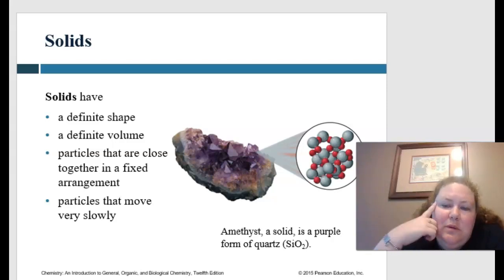But an example would be amethyst, which is a beautiful quartz stone, and it is a solid purple form of quartz. And you can see it is silicon dioxide, right, would be the chemical formula for this. But this is a solid where, again, it has a definite shape and a definite volume.